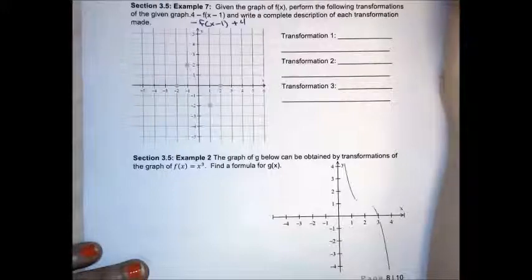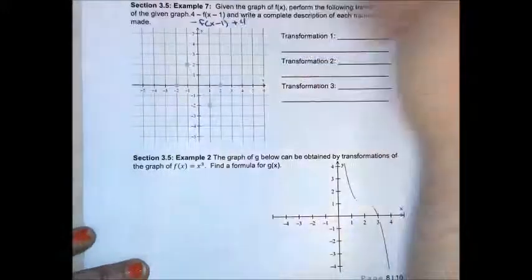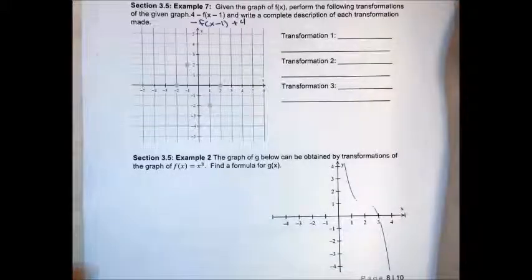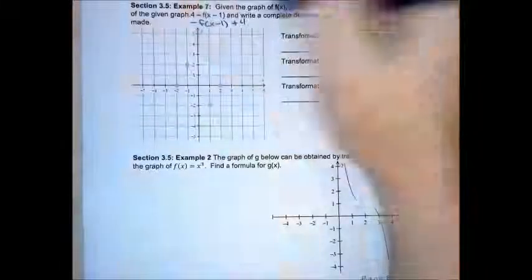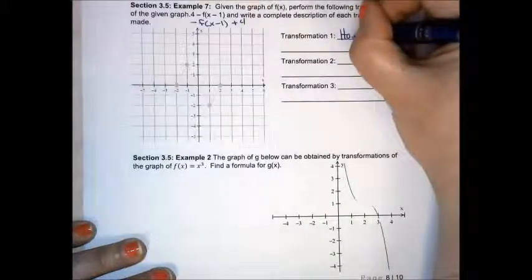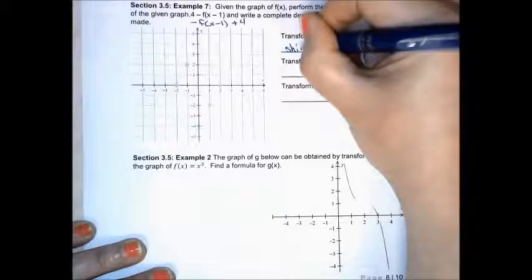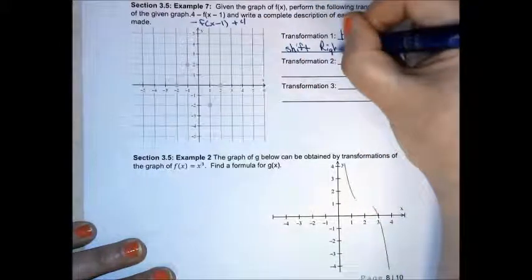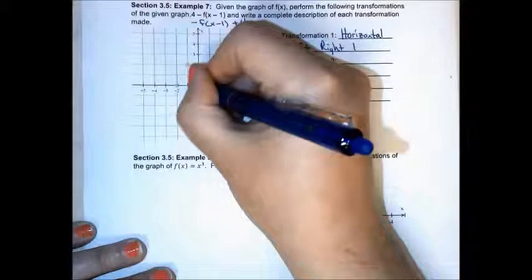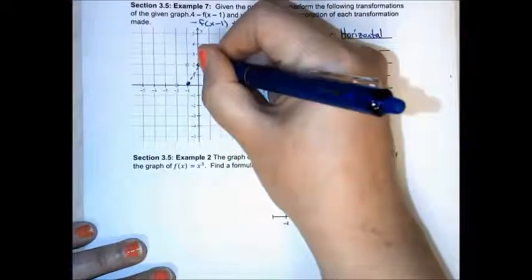So the first transformation, I see we have a -1 on the inside. So we want to think opposite of that. Opposite of subtracting 1 is adding 1, which will take us to the right. So we're going to have a horizontal shift to the right 1. So that's the first thing I'm going to want to do. Let's take this graph right 1.